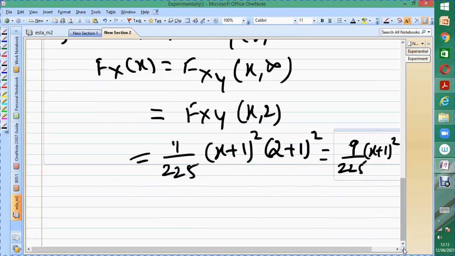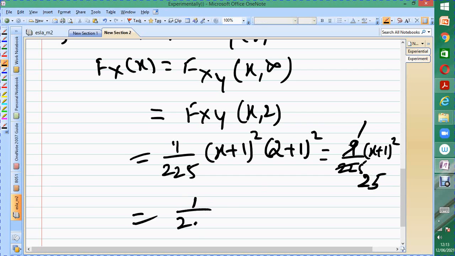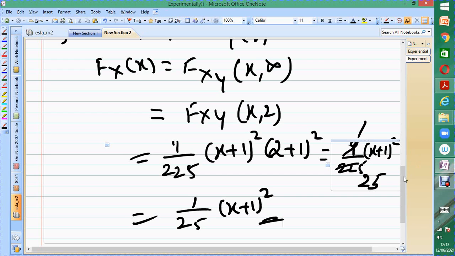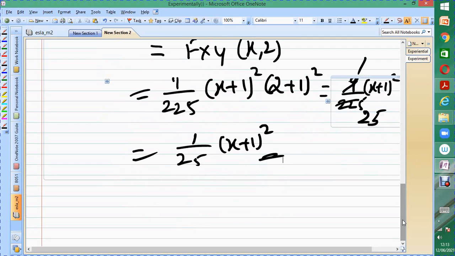So here I just make the calculation. 9 ones are 9, 9 twos are 18 and 9 fours are 45, 9 fives are 45. That is 1 by 25 into (x+1) whole square is the equation for f_X(x). And in the similar way we can also calculate the marginal PDF equation f_Y(y).